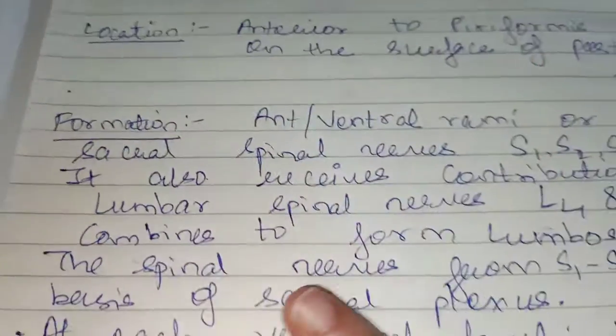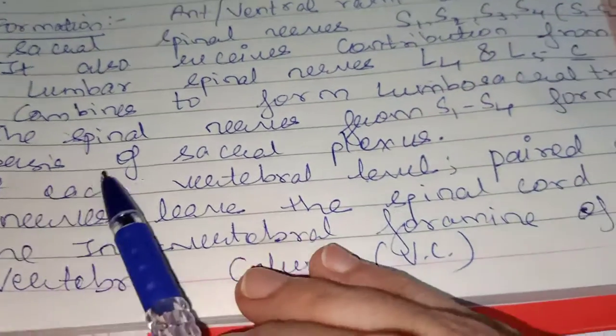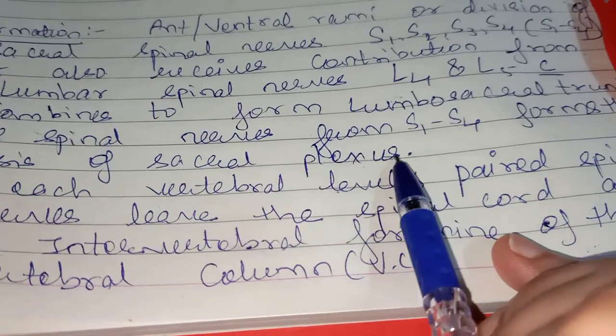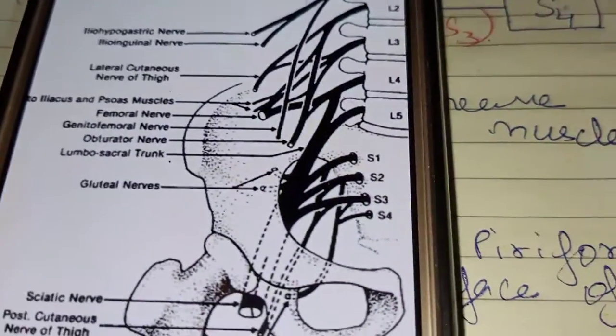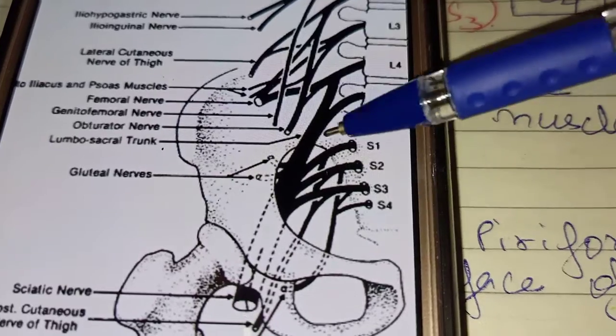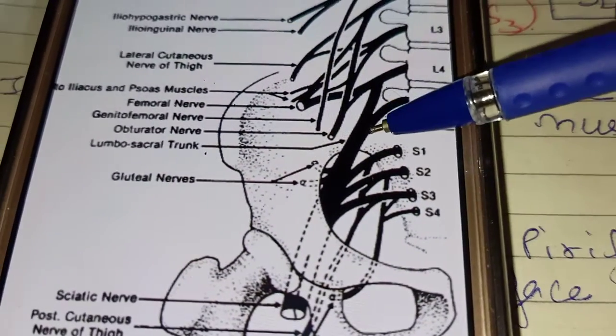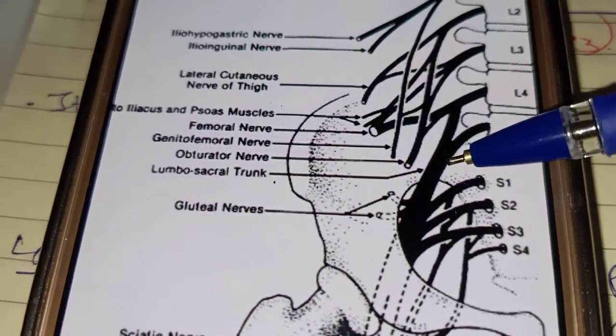Now, the spinal nerves from S1 to S4 form the basis of the sacral plexus. So this also I have explained. From S1 to S4 it forms the basis of the sacral plexus. This is the basis of the sacral plexus.